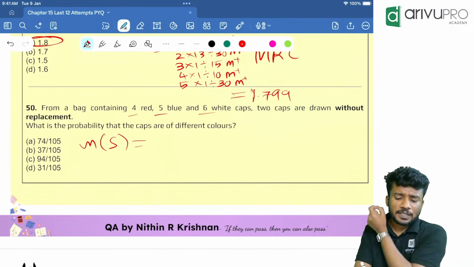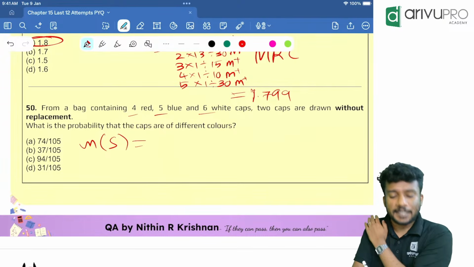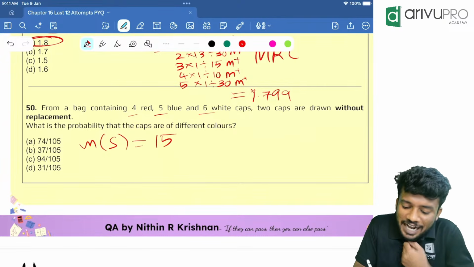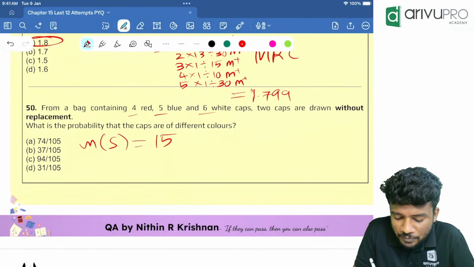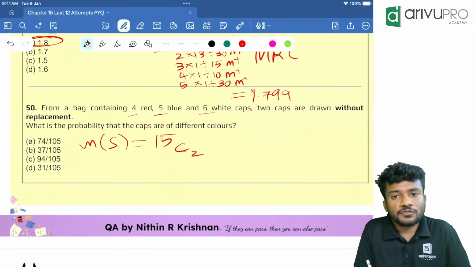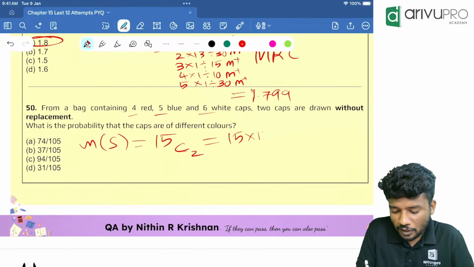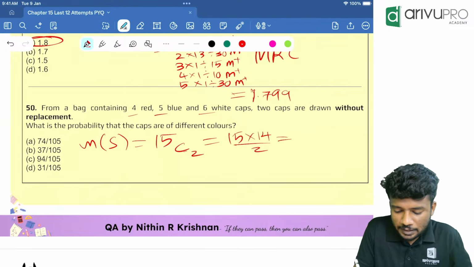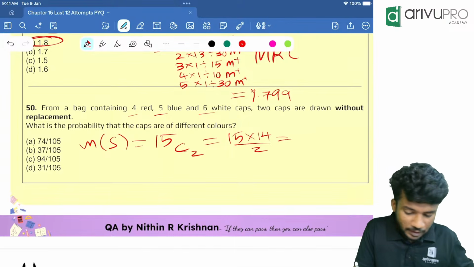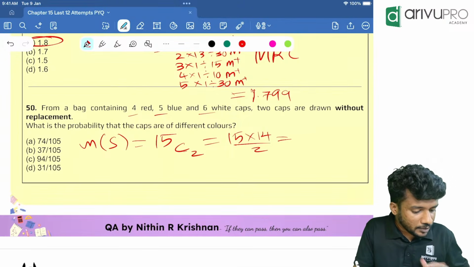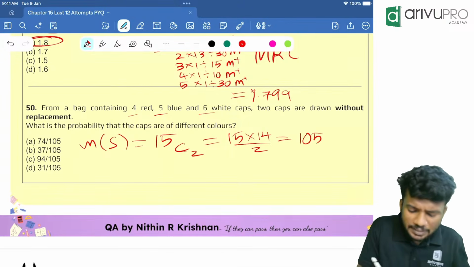6 plus 5 plus 4. That is how much? 15. From 15, how many caps are you taking? That means 15C2 is the N of S value. 15C2 is nothing but 15 into 14 divided by 2. That is 15 into 14 by 2, which is 105. Yeah, that is N of S.